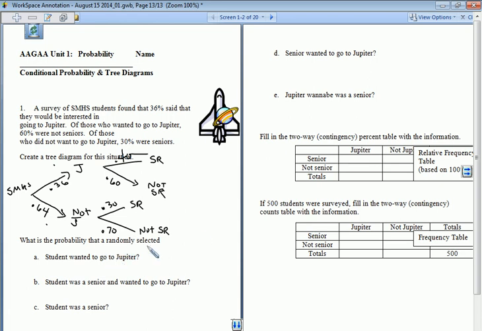What is the probability that a randomly selected student wanted to go to Jupiter? 36%. Okay, so just a random student wanting to go to Jupiter, we can read it straight off. It is 0.36, right? The probability that somebody wanted to go to Jupiter is 0.36.